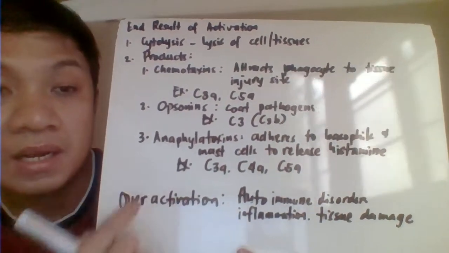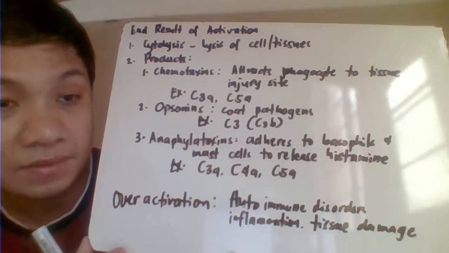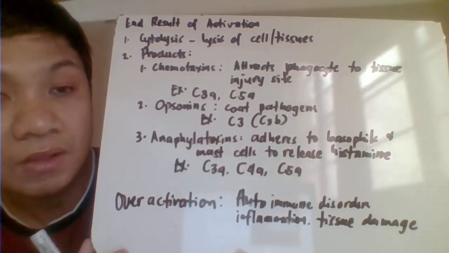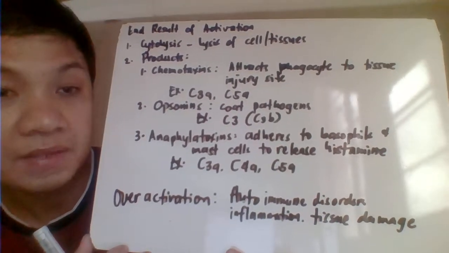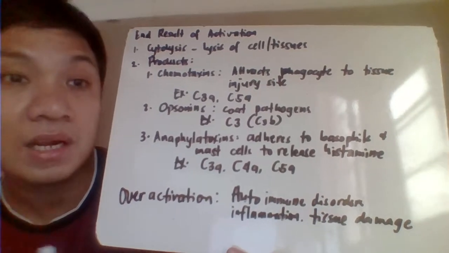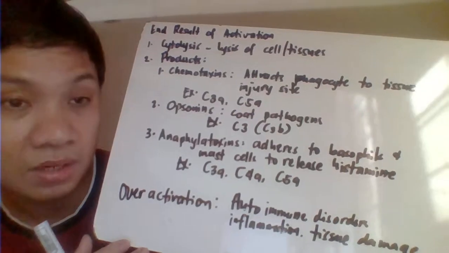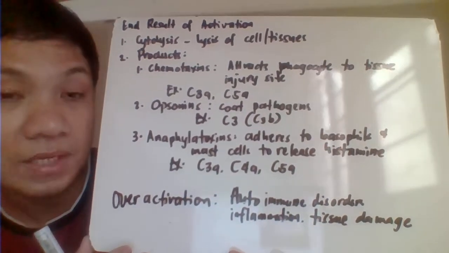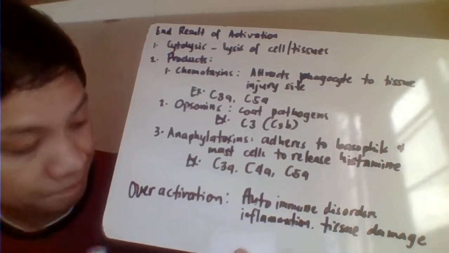And we also have some of our complement components serving as your anaphylatoxins. When we speak about anaphylatoxins, these trigger the degranulation of your basophils and mast cells in order to release histamine. And the histamine is responsible for the manifestation of our allergic reaction. Examples of your anaphylatoxins are your C3a, C4a, and also your C5a.